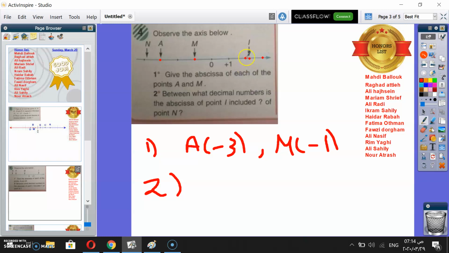So here +2, I is approximately +2.2. We can say that I is between +2.1 and the +2.9 or +2.5. So you can choose any two decimal numbers that I is included between them. So here +2 and here is +3. I is +2.2. I can say that I is between +2.1 and 2.5 or 2.9.